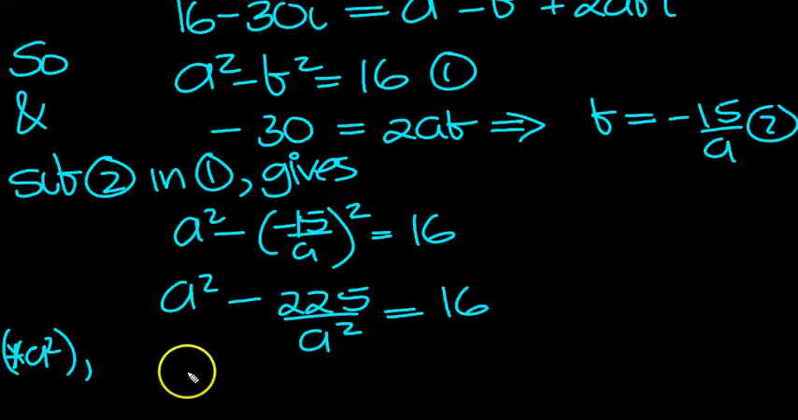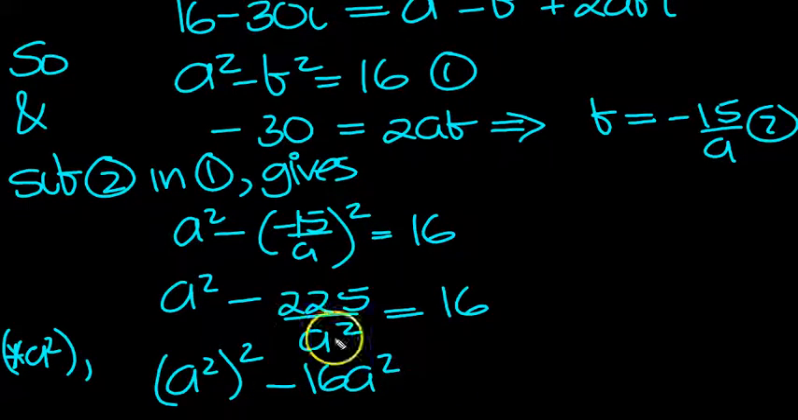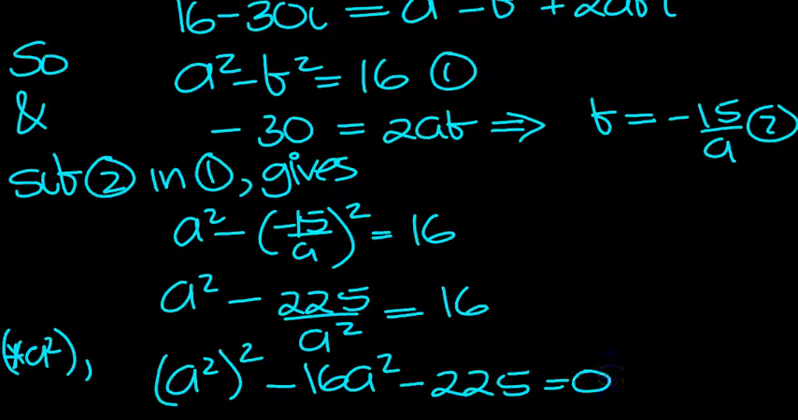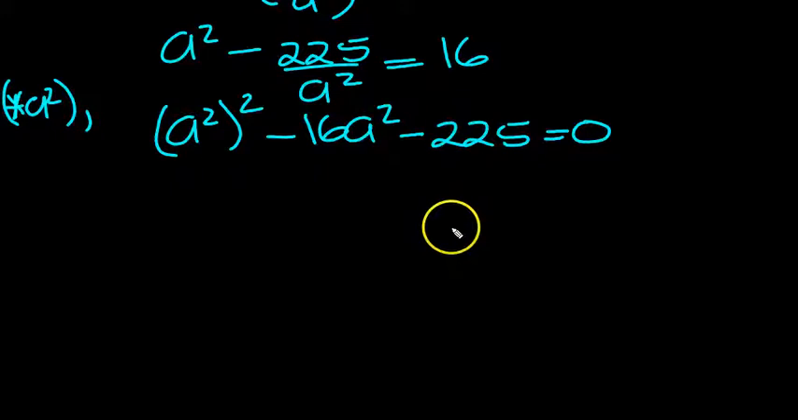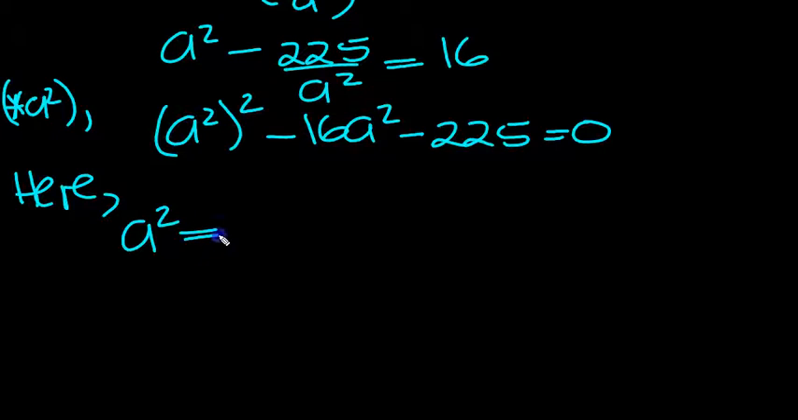And that gives a to the 4, or a squared squared. We can leave it as that, because it's a quadratic in a squared, isn't it? We're going to get minus 16 lots of a squared, and then the minus 225 would just be a single number, equals 0. So 15 15s, which is also 45 5s. So let's solve this with the formula then. Here's our quadratic.